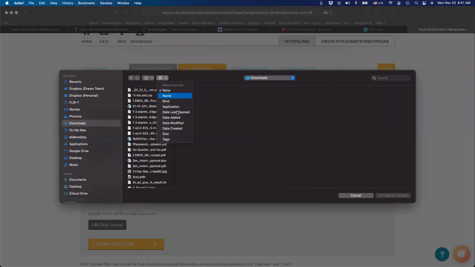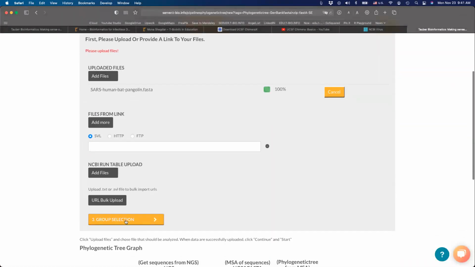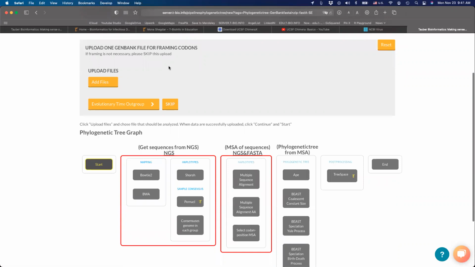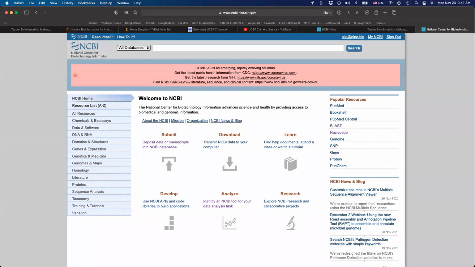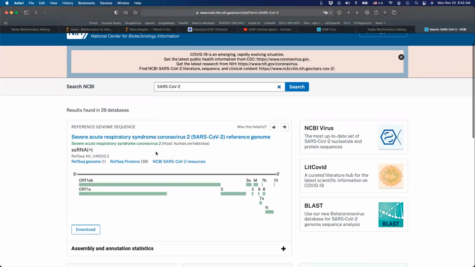Okay, so here I'm going to find it. Okay, it's uploaded. We don't have any groups, so we'll just put in group A. Now we need this GenBank file for framing codons. Where do we find it? Again, I'm not going to give it to you. You can find it on NCBI, and you can follow along with me to make sure you can find it on your own. Here we can look for SARS-CoV-2. And here we have the reference genome sequence, right? This reference genome sequence is what we want.